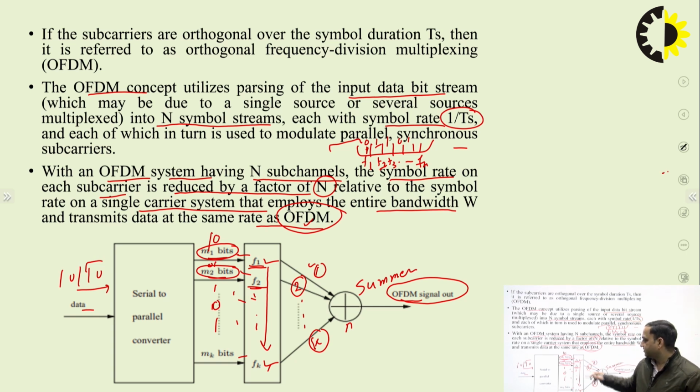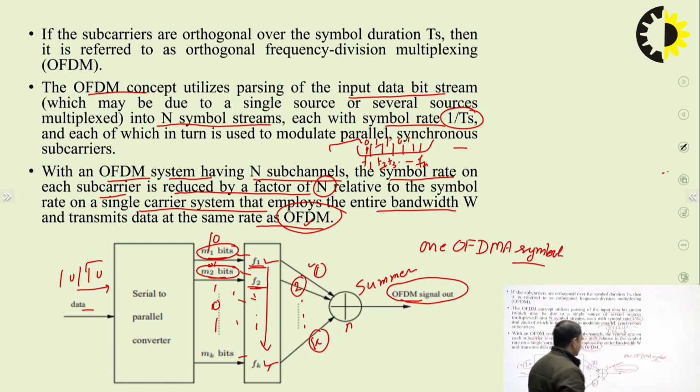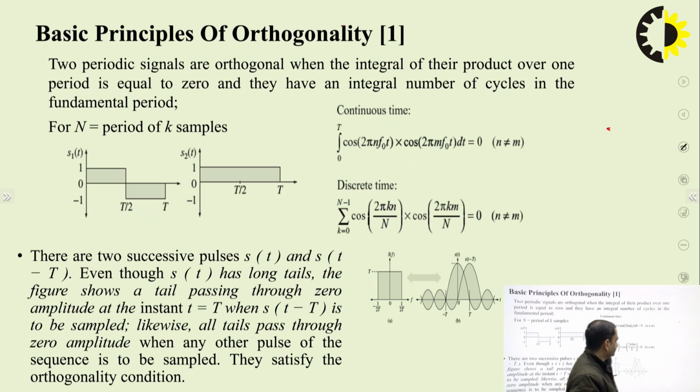This modulation can be BPSK or QPSK modulation. Based on the different subcarriers, different digital modulation techniques can be used. When we combine all these modulated signals at the summer, the result is only one OFDM symbol. I hope this point is clear to each one of you.